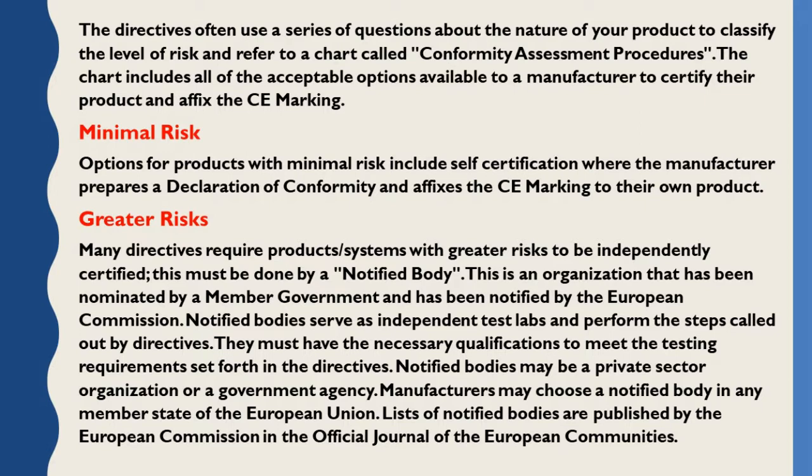The directives often use a series of questions about the nature of your product to classify the level of risk and refer to a chart called Conformity Assessment Procedures. The chart includes all of the acceptable options available to a manufacturer to certify their product and affix the CE marking. Minimal risk. Options for products with minimal risk include self-certification, where the manufacturer prepares a declaration of conformity and affixes the CE marking to their own product.